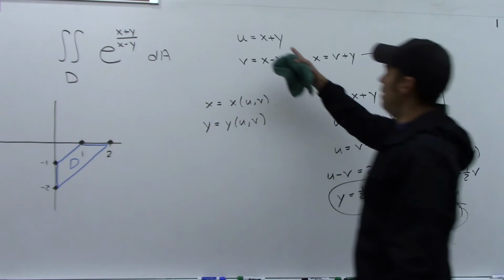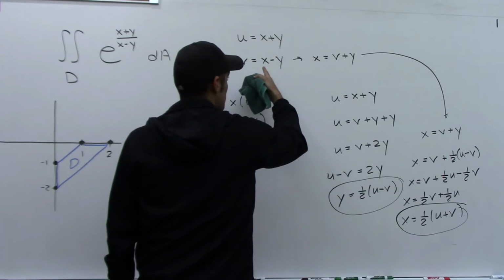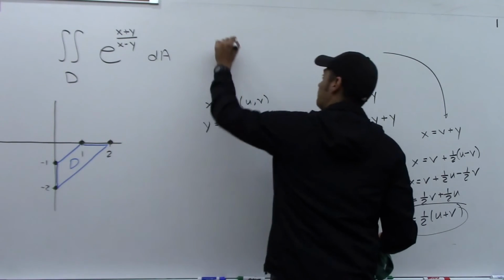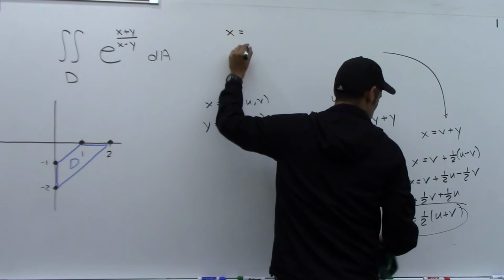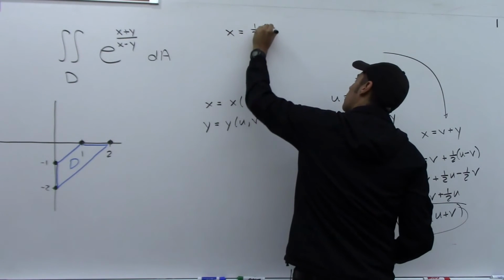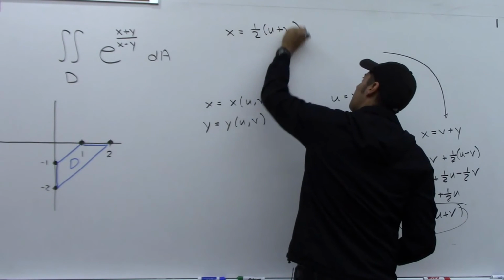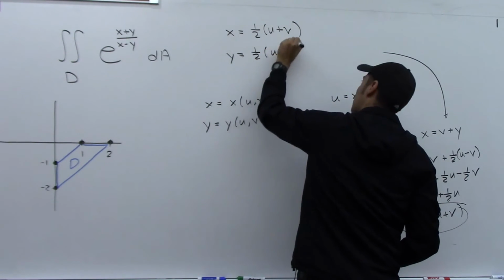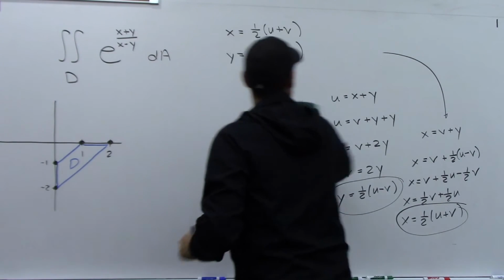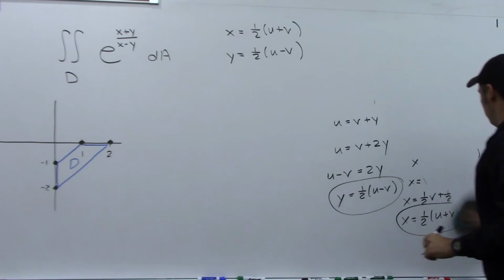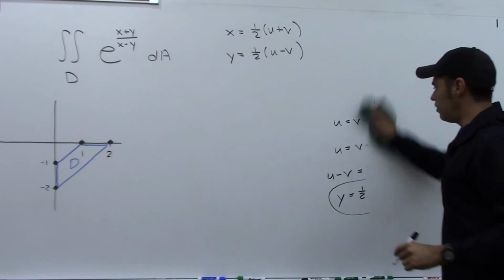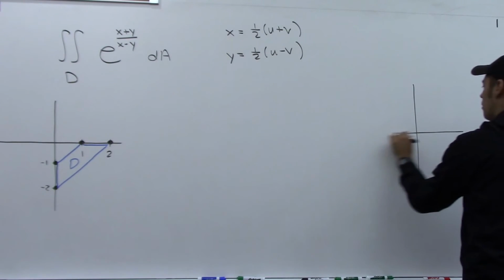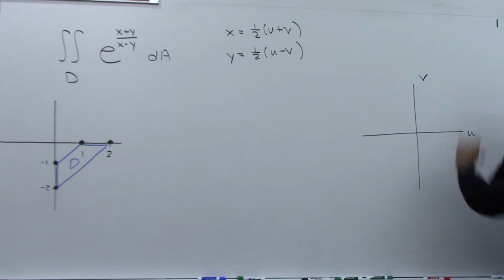So this was kind of my guess as to what I was going to replace these with, and then I was able to convert those into what I needed. So x is equal to 1/2 (u plus v), and y is equal to 1/2 (u minus v). All right. Now I'm ready to try and transform that region. So I want that to be transformed into some region over here, in the uv plane.